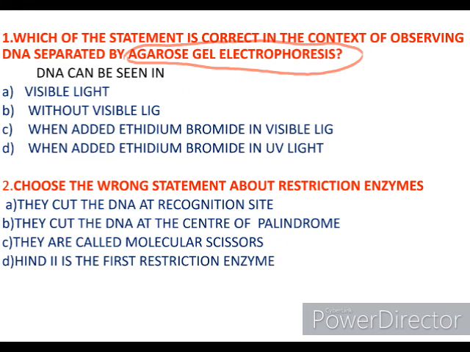DNA can be seen in the gel electrophoresis: A, in visible light; B, without visible light; C, when added ethidium bromide in visible light; and D, when added ethidium bromide in UV light. I have mentioned it. We can only see DNA when we add ethidium bromide, and we can see it under UV light only. When exposed to UV light only, we can see the DNA, but not in visible light. The answer is D.